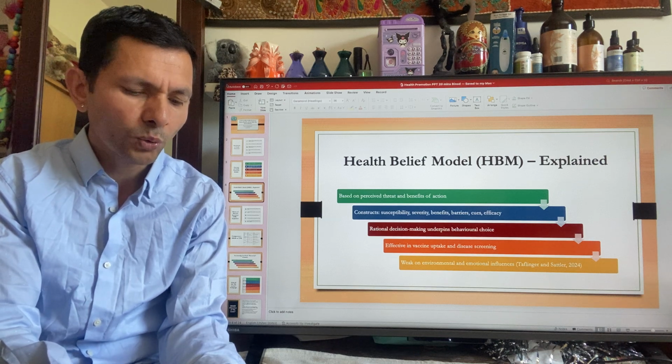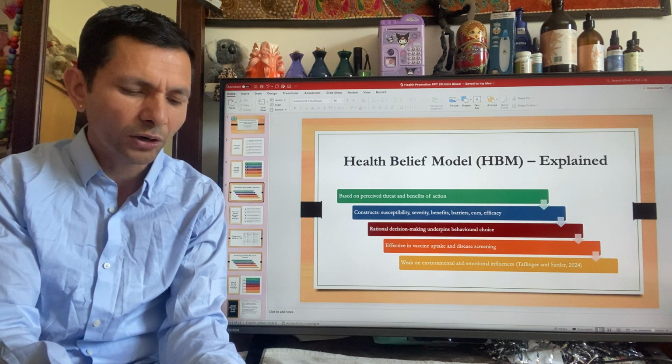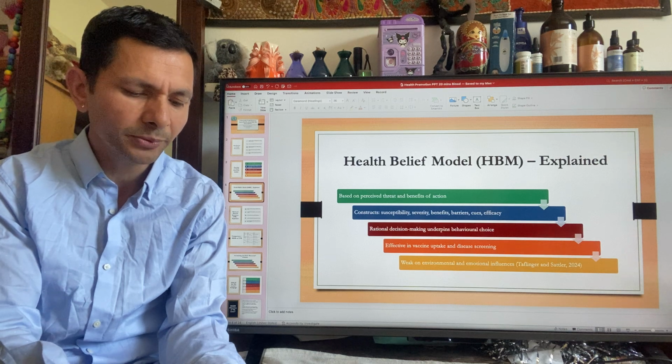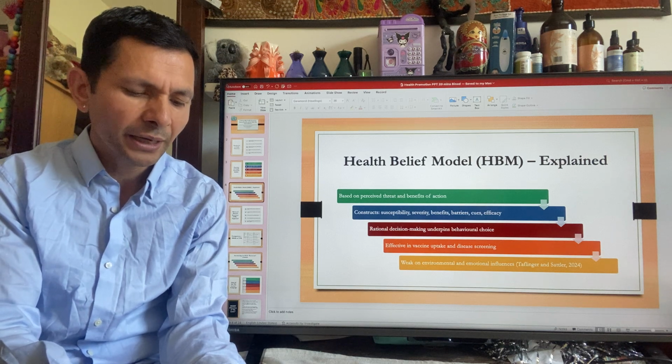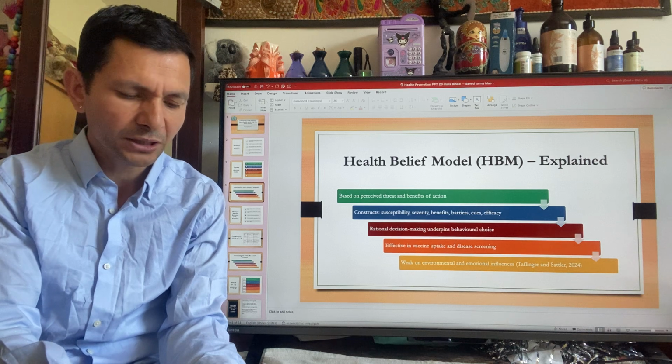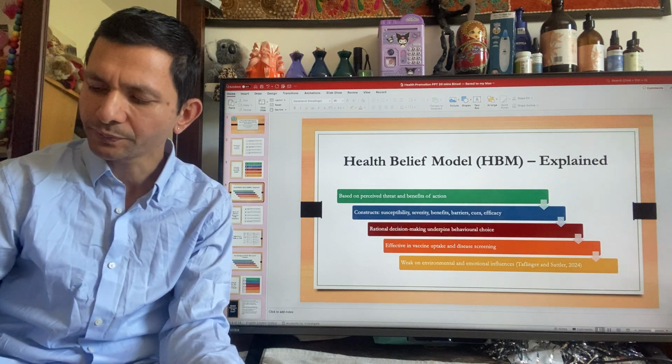This model works well for specific preventive behaviors like getting vaccinated or going for screening tests. However, it's often criticized for overlooking external influences such as social pressure or environmental barriers, and it doesn't account for emotional or habitual behavior.